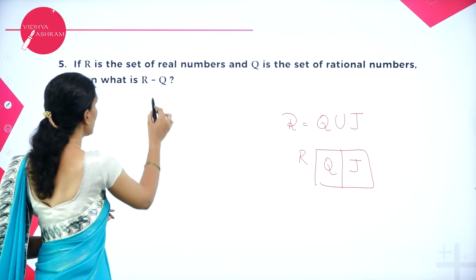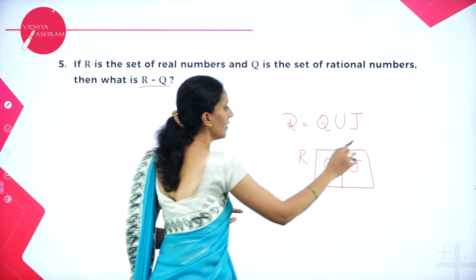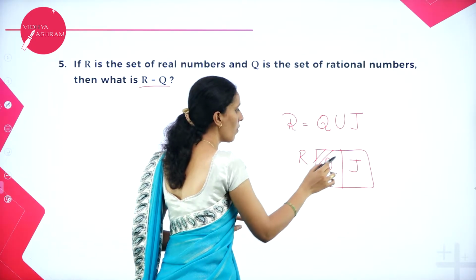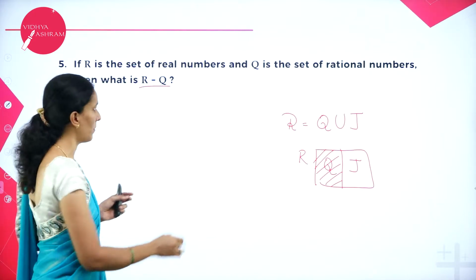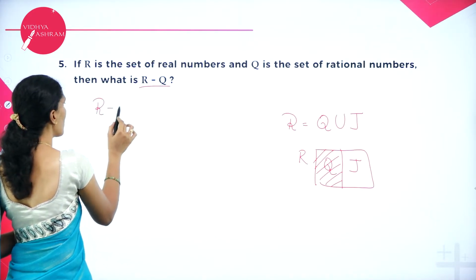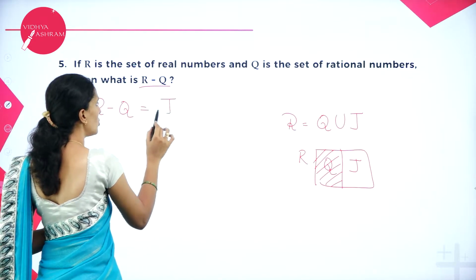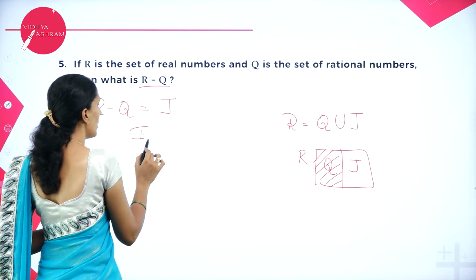So R minus Q, what does that mean? This is the real number set. If I remove all the rational numbers, what will I get? Only irrational numbers. So therefore, what does my R minus Q represent? It is the set of irrational numbers.